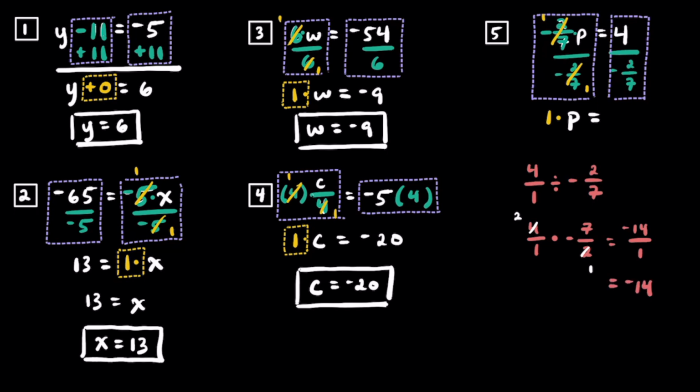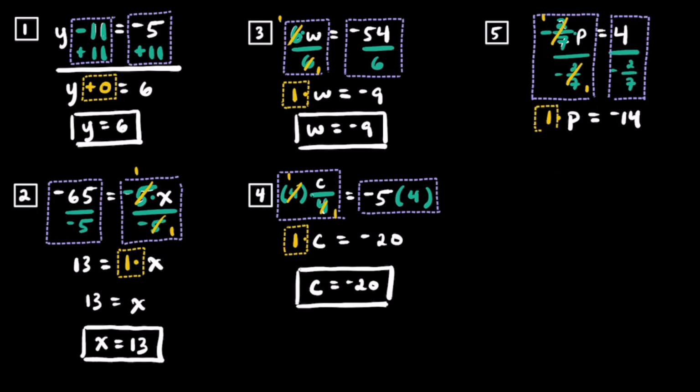That's what the right side of the equation is simplified to. Knowing that 1 times p is equal to negative 14, then we can go ahead and say that p is equal to negative 14. There's our answer.